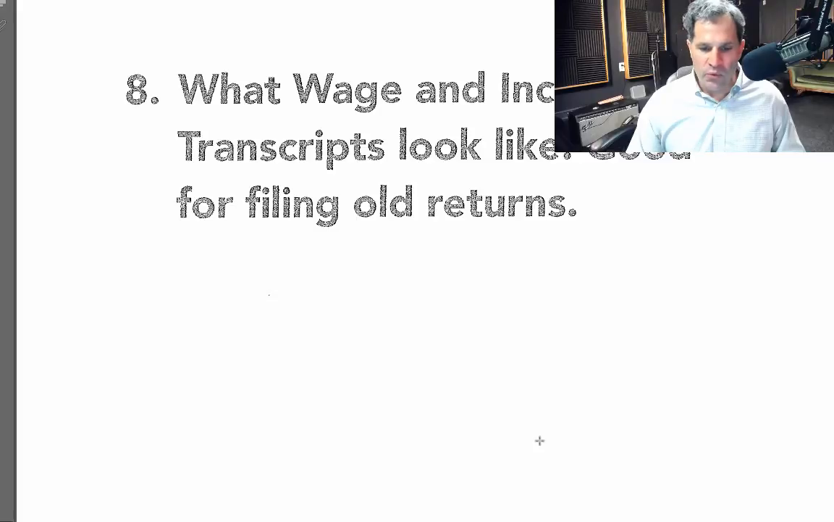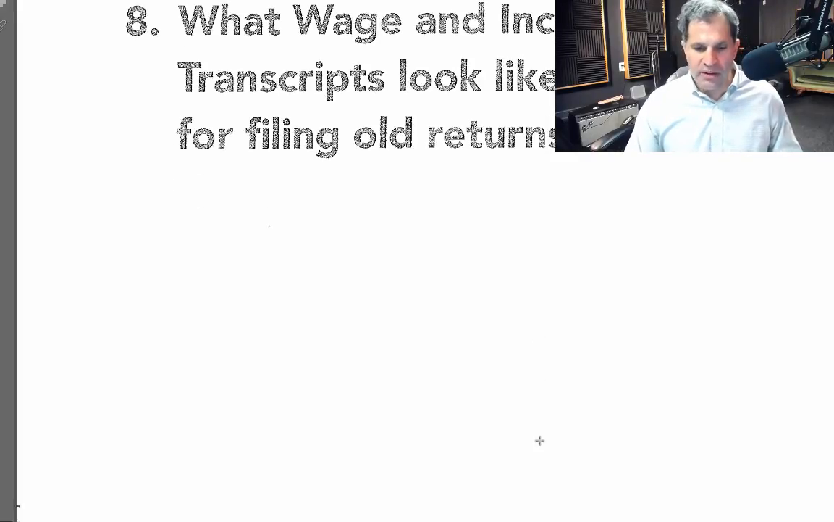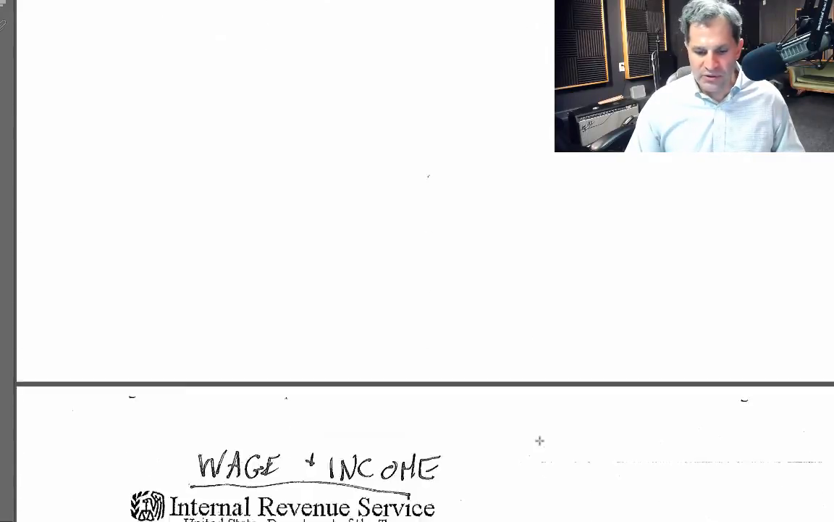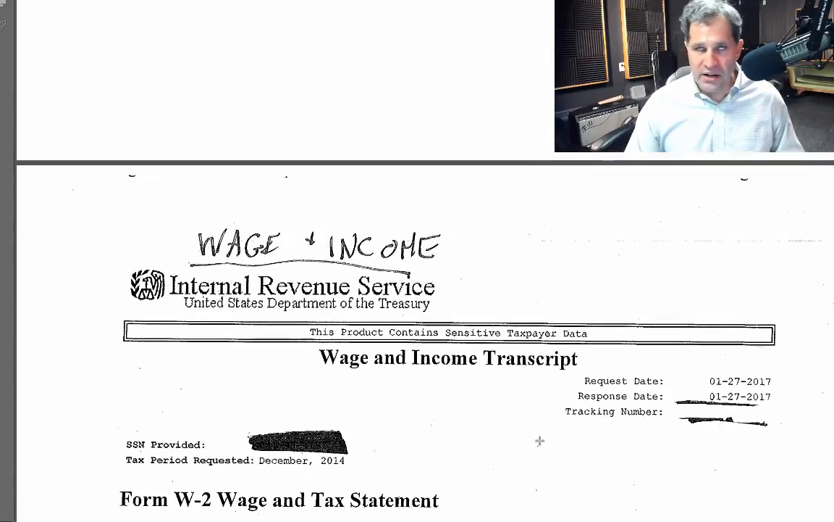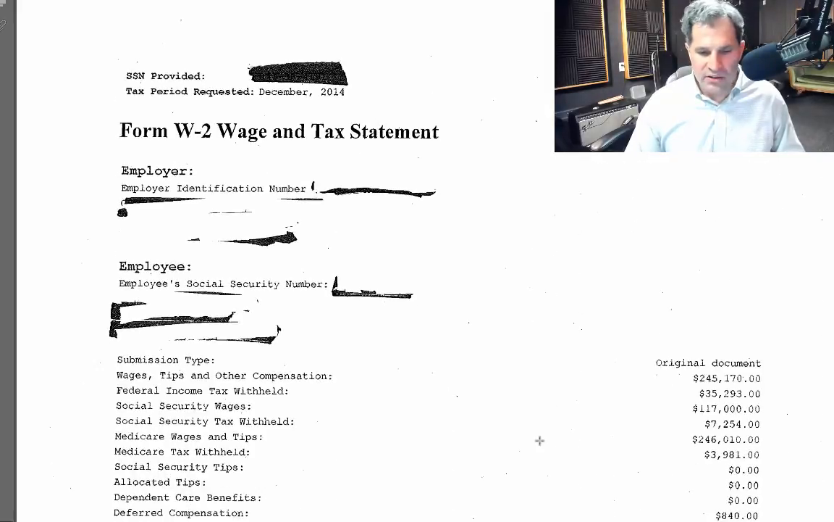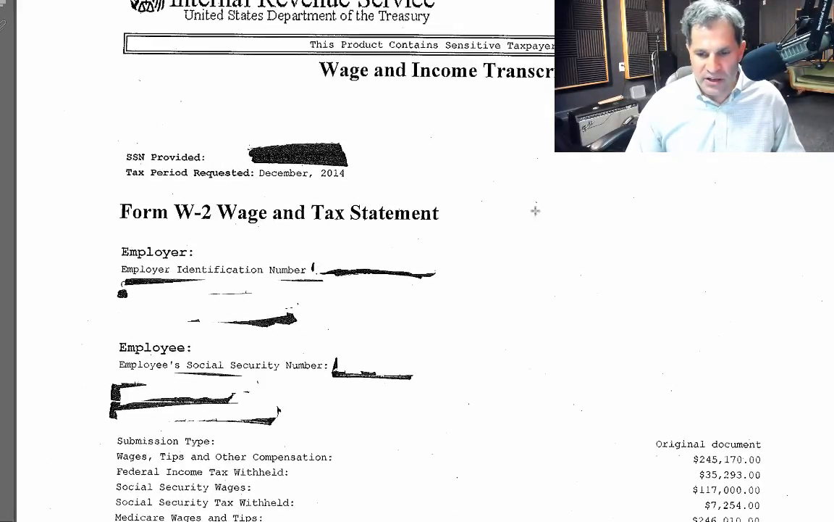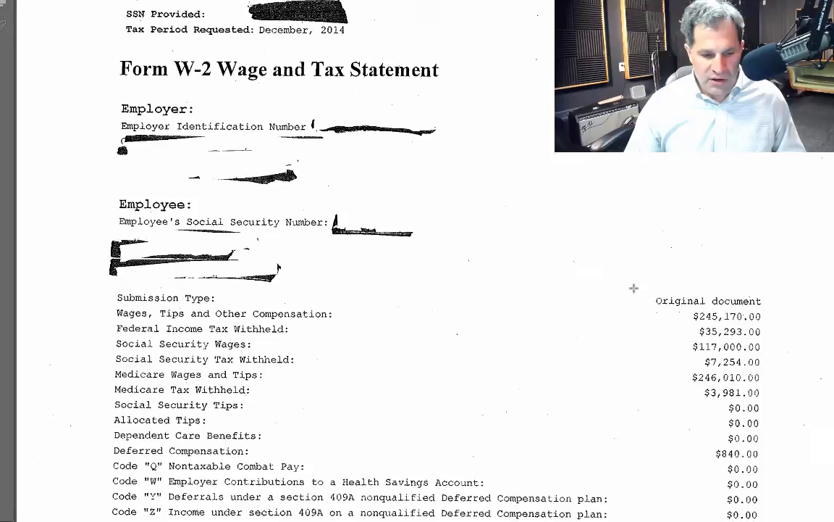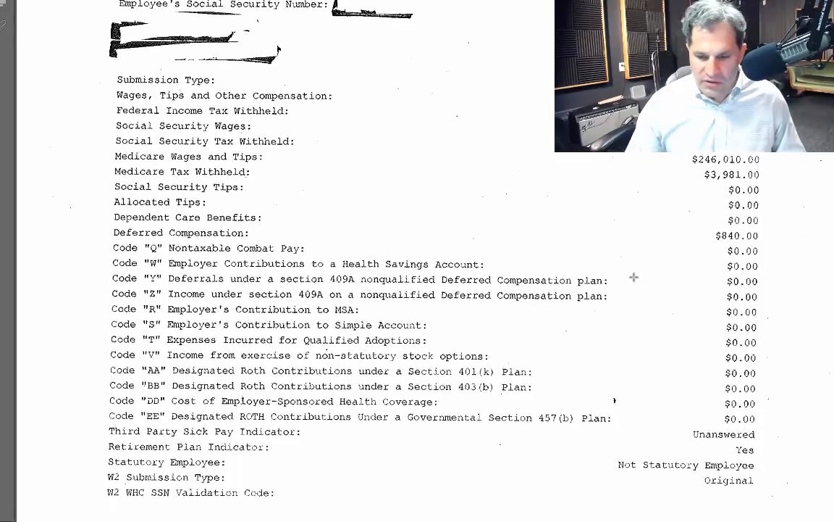So part 8, what wage and income transcripts look like, and these are good for filing old returns and probably necessary. People are sort of like, oh, I lost my W-2s and 1099s. How can I ever get my tax returns done? Well, this is how you request these, wage and income transcripts. You get them, and then it's going to give you a whole bunch of stuff here about things and where these things all go in your return.